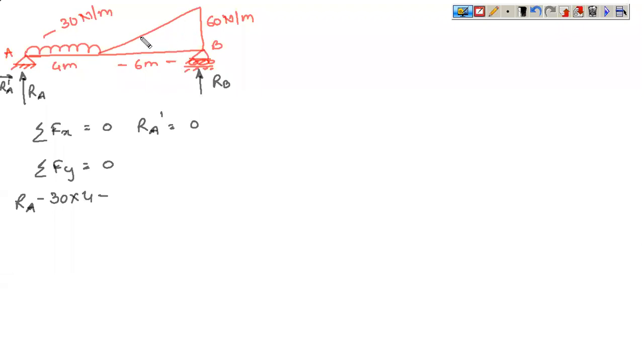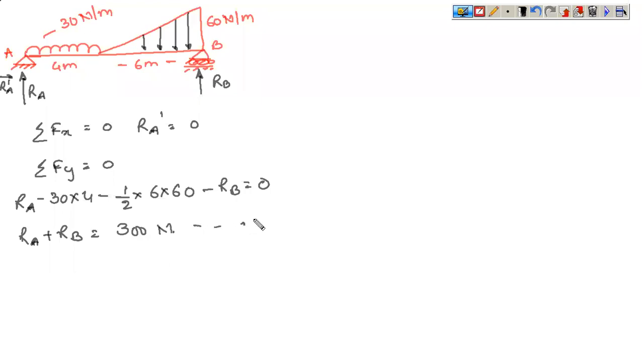Okay. By default, you need to understand that these types of loads are actually represented like this. So this is acting in downward direction. The total load is area under the curve. This is a uniformly varying load. This also I had told you in the previous class, half into 6 into 60. Now this RB is in positive y direction. So this is equal to 0. So you have RA plus RB is equal to 300. So this is your equation number 2. Obviously this is equation number 1.